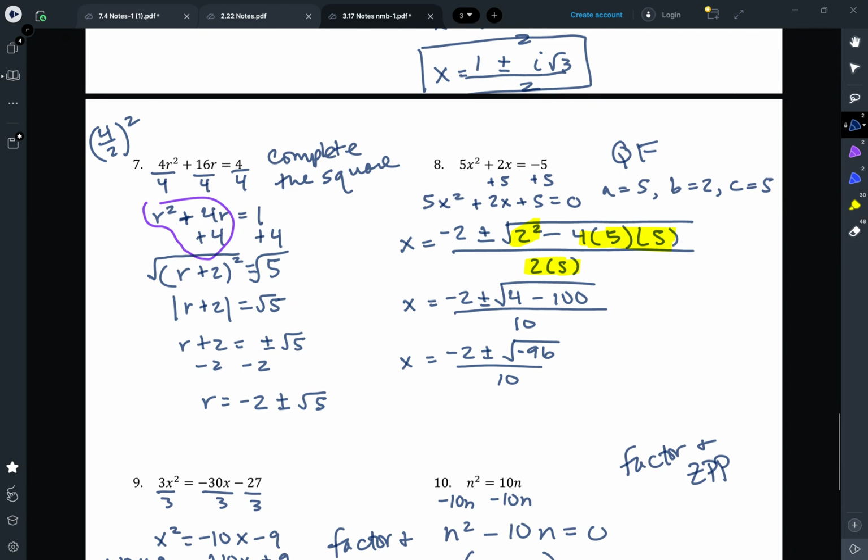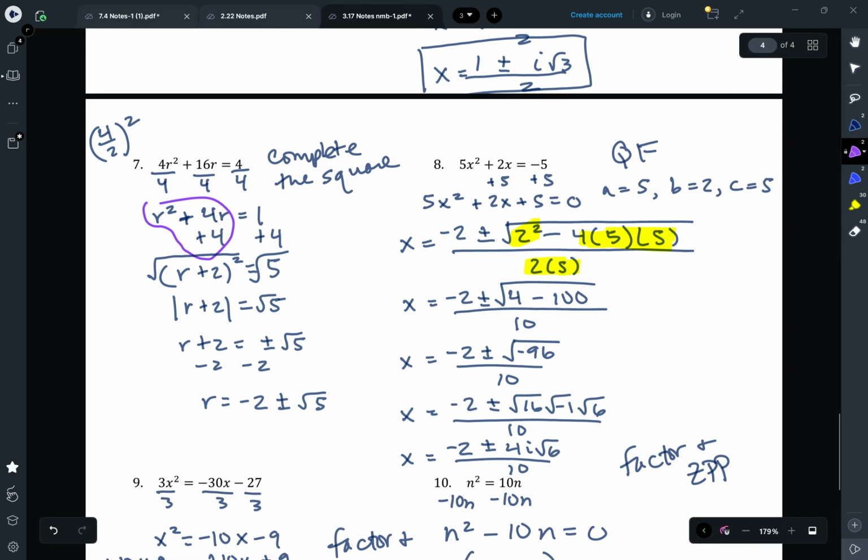So I happen to know that 96 is 16 times 6, which I'm sure many of you do not know. So negative 2 plus or minus square root of 16, square root of negative 1, square root of 6, all over 10, which means x equals negative 2 plus or minus 4i root 6 over 10. So at this point, I can see the 2, the 4, and the 10, I can all divide by 2.